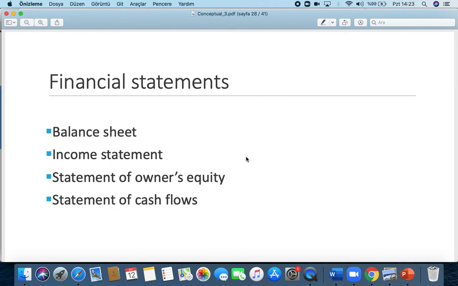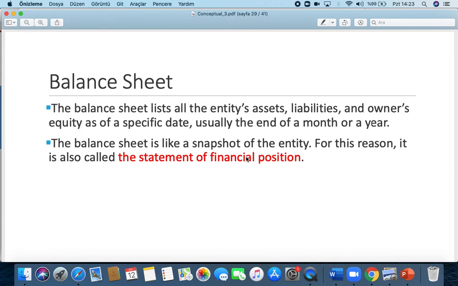Let's start with the balance sheet. The balance sheet lists all the entity's assets, liabilities, and owner's equity as of a specific date, usually the end of a month, or a quarter, or a semi-annual term, or a year. The balance sheet is like a snapshot of the entity. That's why it's called the statement of financial position. My friends, the balance sheet is a snapshot of the entity. It shows you the situation of the company as of a specific date.